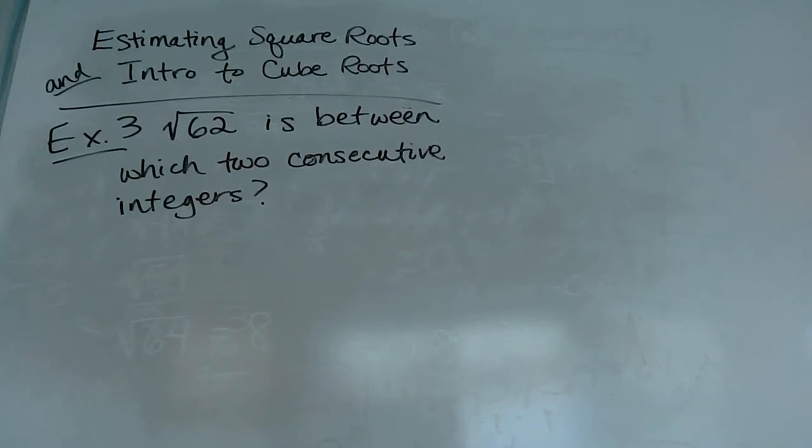All right, so another type of question you might be asked looks like it might be more complex than what we've just been talking about, but it actually is a little bit easier. You are not being asked to estimate the value of the square root of 62. What the question says is the square root of 62 is between which two consecutive integers? So we probably need to talk about what consecutive means and remind you what integers are.